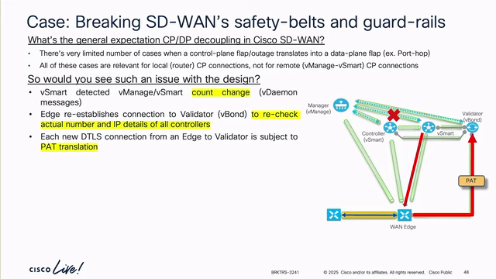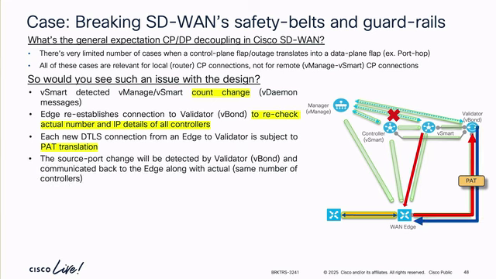It's reestablishing the connection to vBond. vBond sees a new connection from a device it has seen before, but with a different port. It communicates that back to the device, and the device sees that the source port for itself changed, so it really needs to do an OMP TLOC update to flap all the data plane connections for itself.